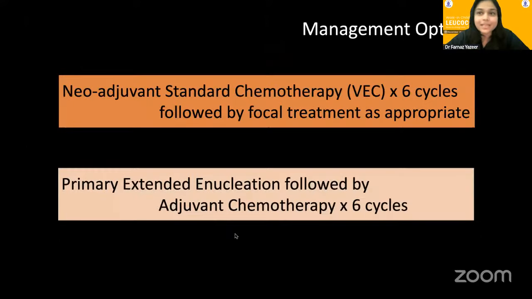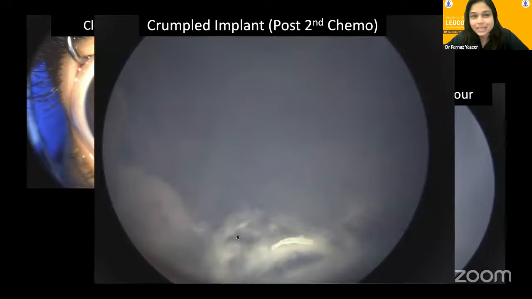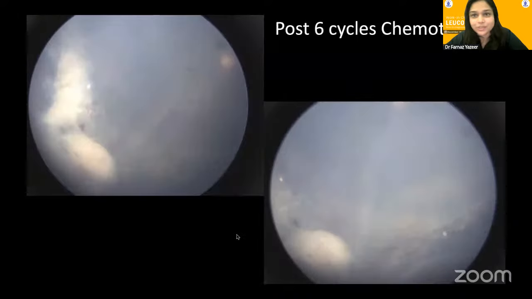The management options for this clinical situation were neoadjuvant standard chemotherapy, 6 cycles followed by focal treatment, or primary extended enucleation followed by histopathology-guided adjuvant chemotherapy. In order to attempt eye salvage, we decided to proceed with neoadjuvant standard chemotherapy. After the first cycle itself, the anterior chamber showed complete regression of the seeds and significant reduction in the tumor size as well. You can find the crumpled Ozurdex implant inferiorly post second cycle of chemotherapy.